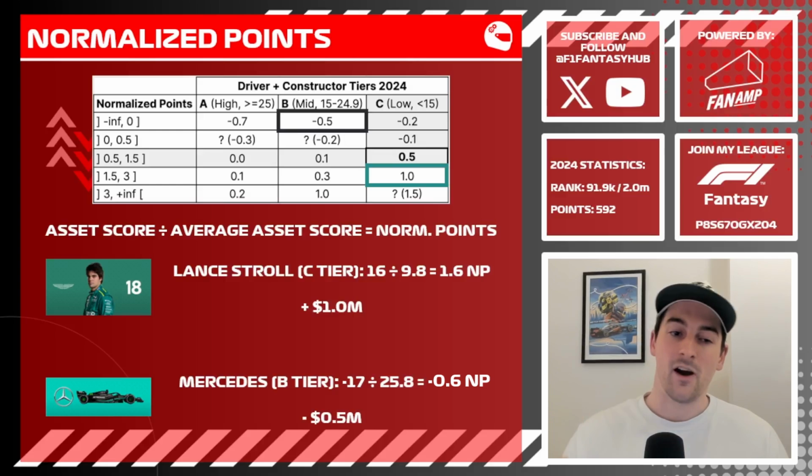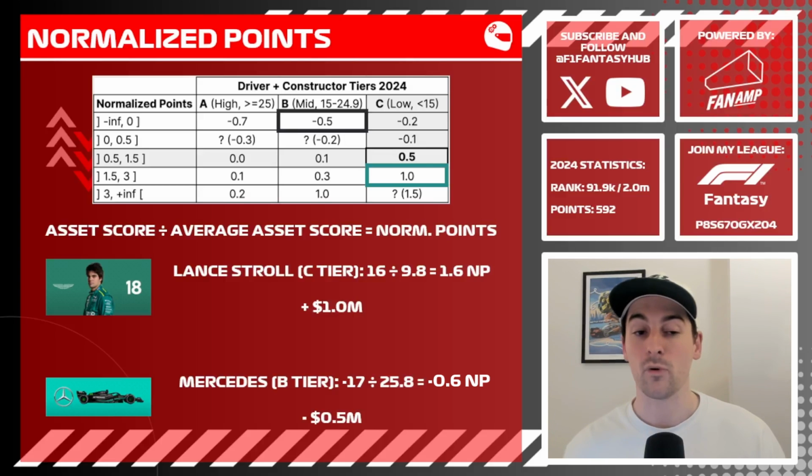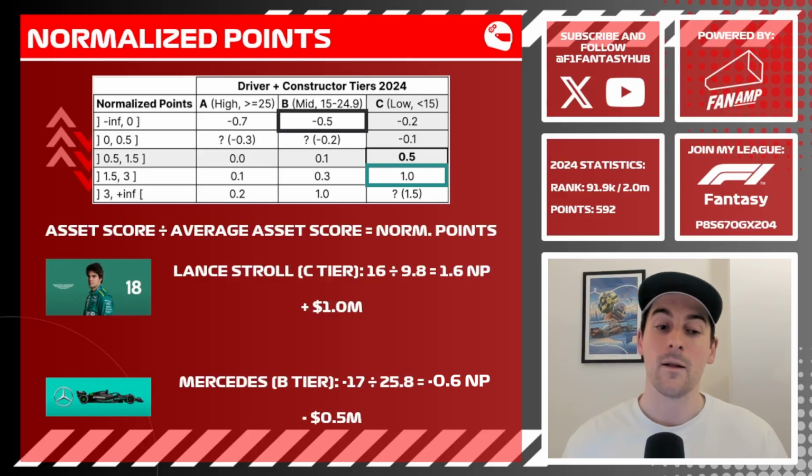We have 5 ranges: very bad, which is less than 0. We have 0 to 0.5 normalized points, which is considered bad. We have average, which is 0.5 to 1.5 normalized points. We have good, which is between 1.5 and 3 normalized points. And then anything above 3 normalized points is considered very good.